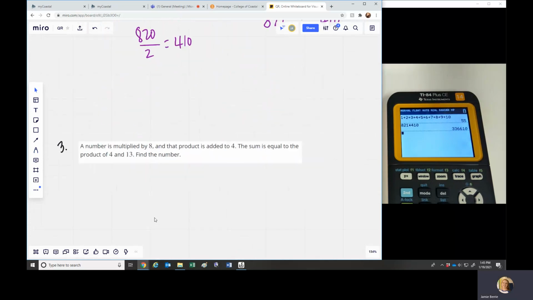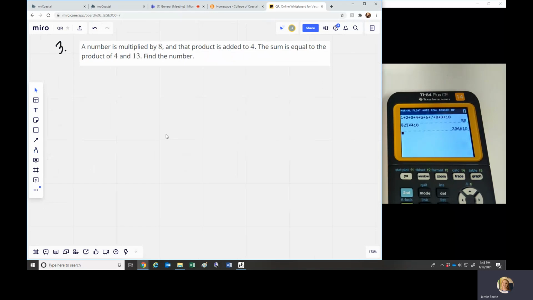All right, let's look at this one. This is a good question for the test. It says a number is multiplied by 8 and that product is added to 4. Product means multiplication. The sum is equal to the product of 4 and 13. Find the number. All right, so let's try to understand the problem.